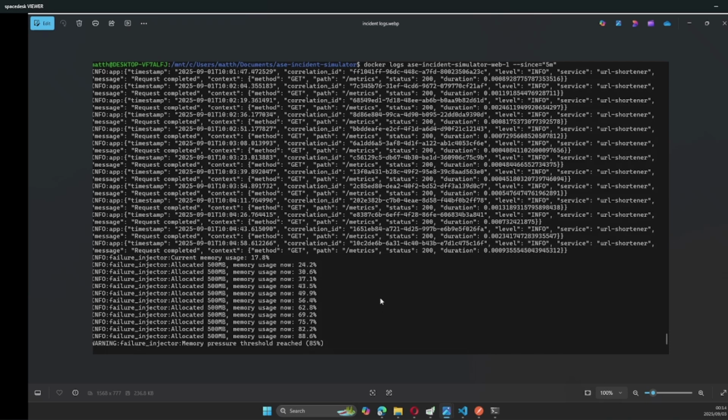And the professional communication template will be like: the P1 memory exhaustion incident happened at this time, and the impact was that the response time degraded 85% from normal baseline, and the root cause was the memory allocation spike. And the ASE teams will execute the recovery procedure, and that's actually what I'm going to do now to show you the recovery procedure.